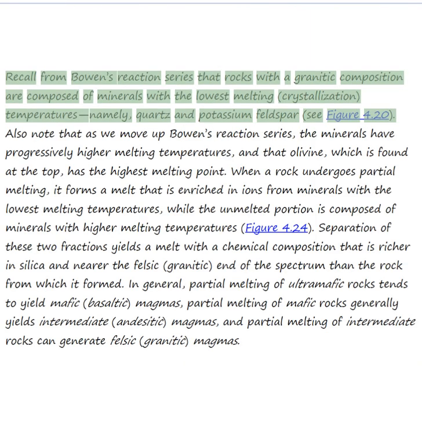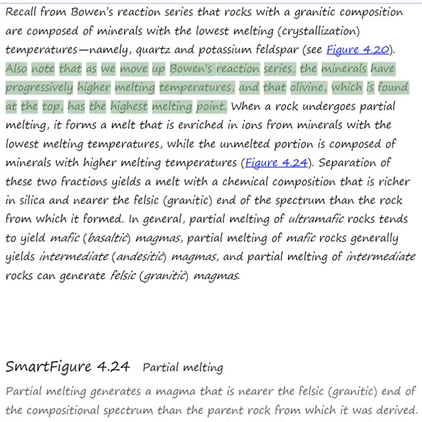Recall from Bowen's reaction series that rocks with a granitic composition are composed of minerals with the lowest melting temperatures, namely, quartz and potassium feldspar. Also note that as we move up Bowen's reaction series, the minerals have progressively higher melting temperatures, and that olivine, which is found at the top, has the highest melting point.